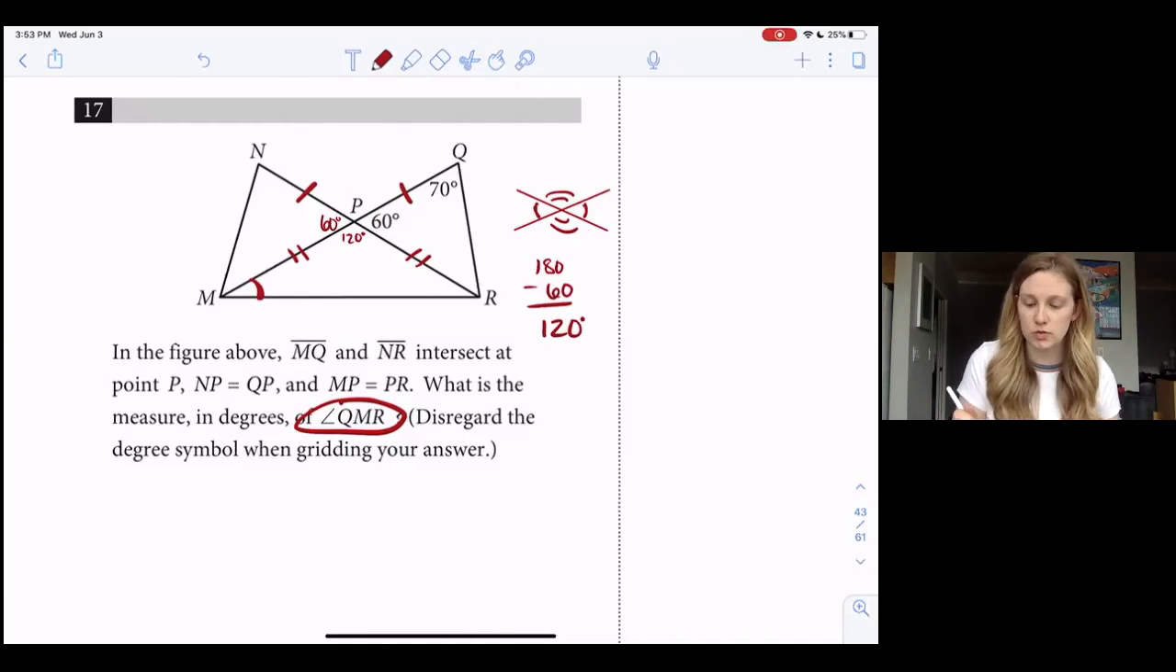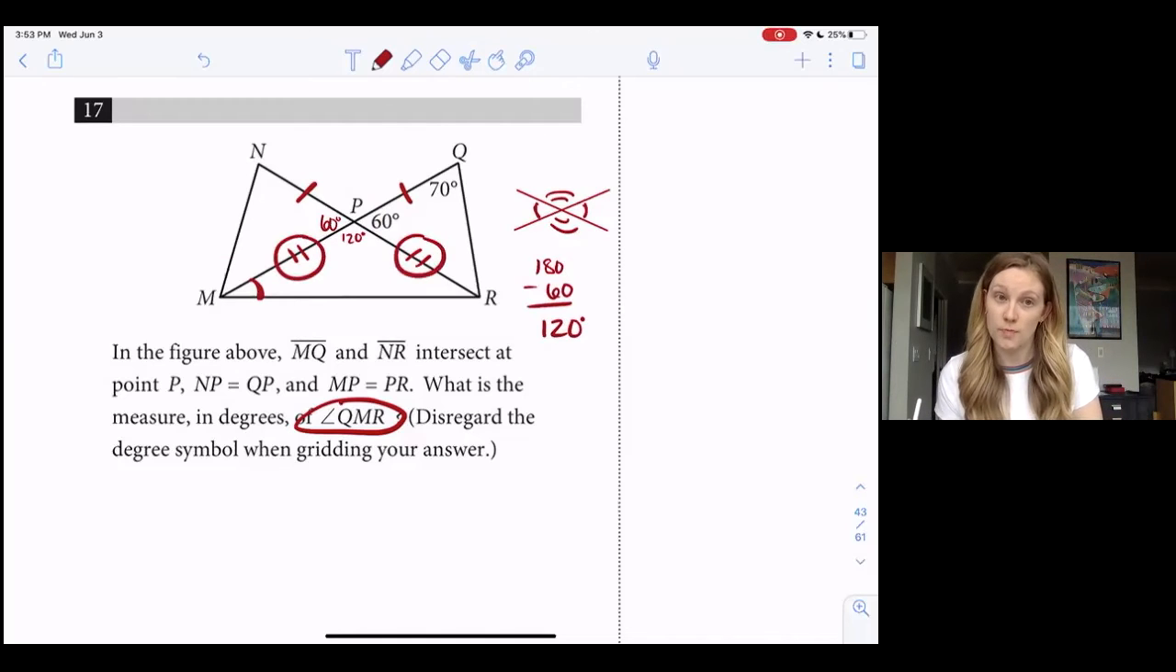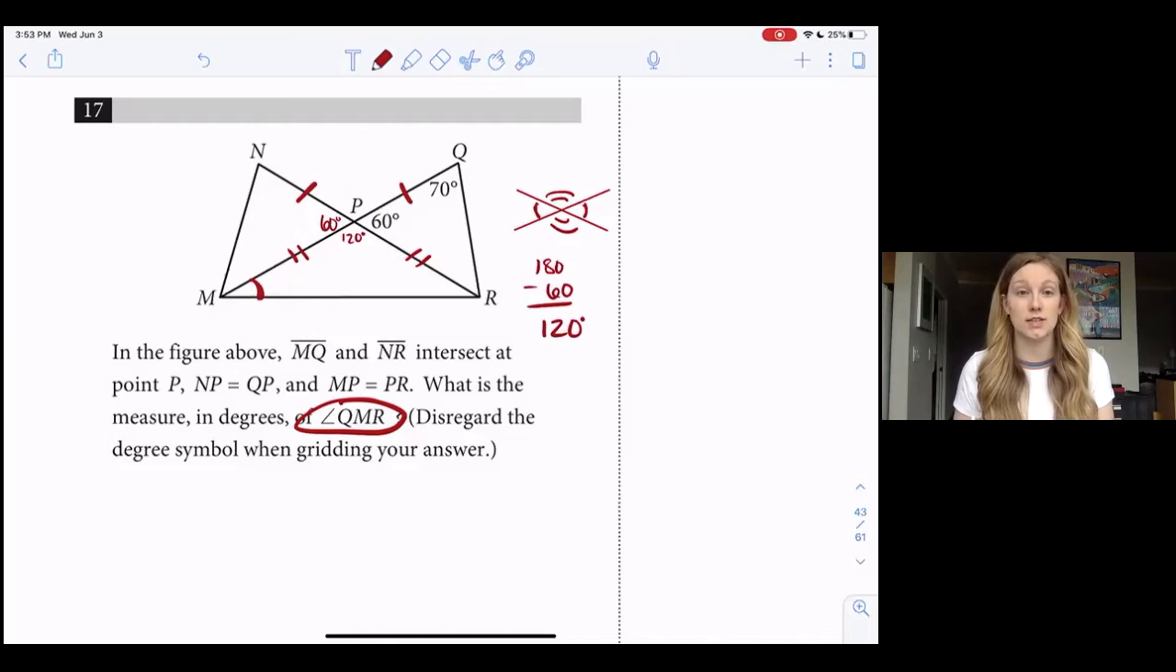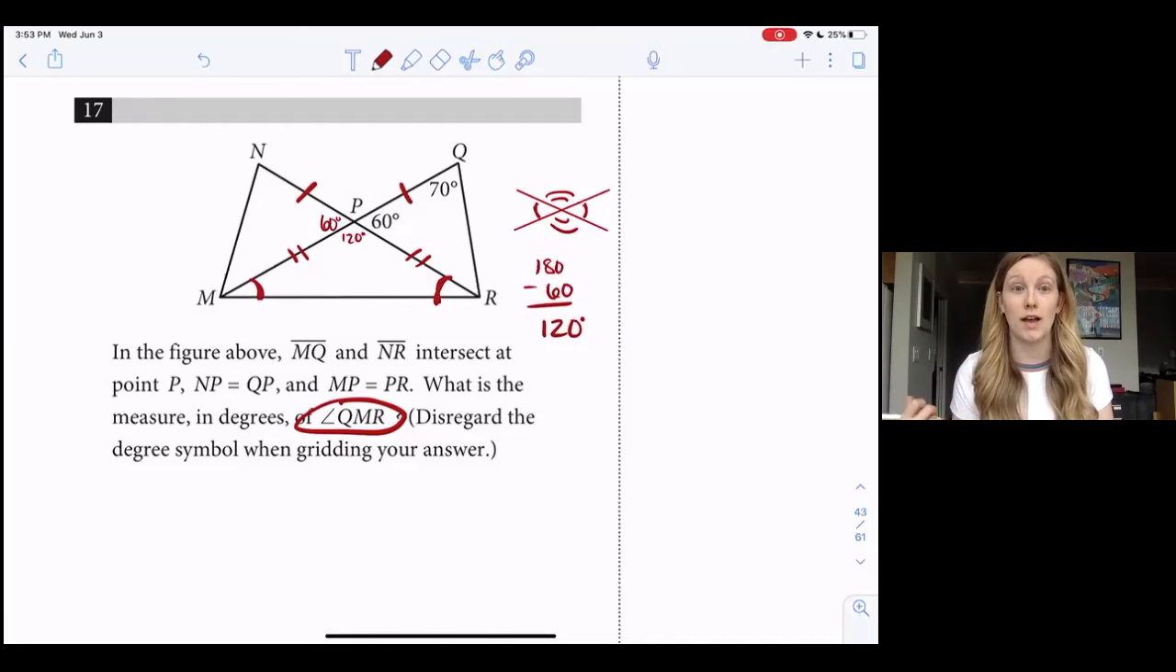Now I also notice that these two sides are equal. Well, those happen to be two legs of this triangle, and equal sides means that we have an isosceles triangle, which means my base angles, so the one I've marked, and then this one, which is also a base angle, those have to be equal as well.